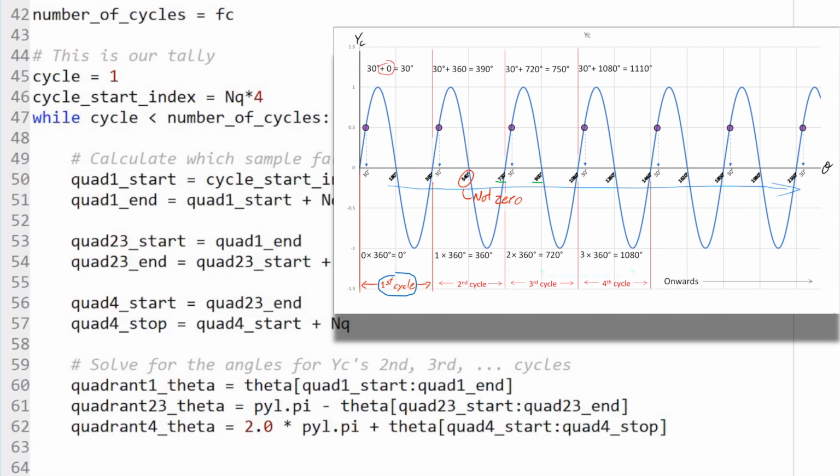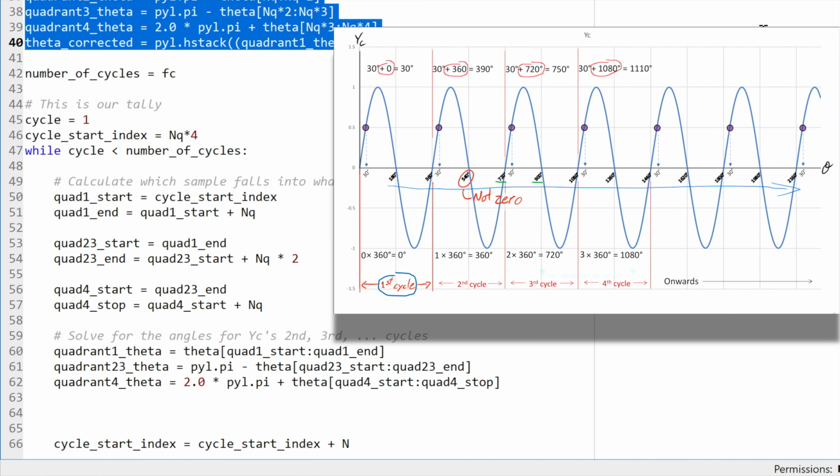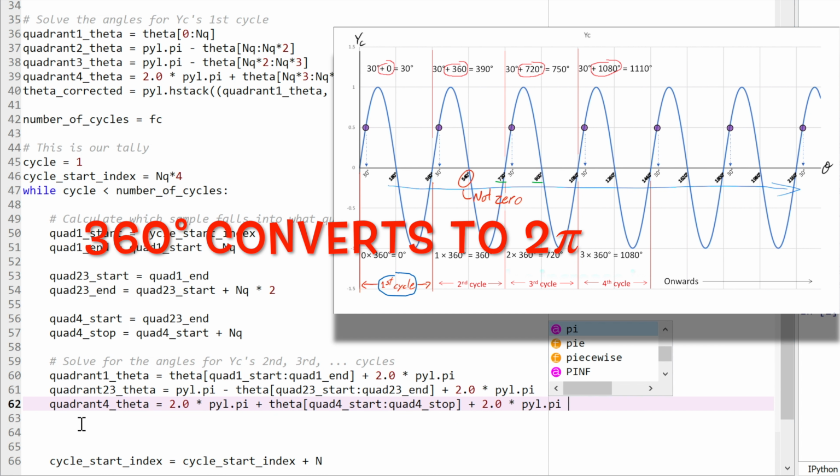As for the second cycle, we now know that each angle would need an offset of 360 degrees. For the third cycle, it would be 720, and for the fourth, the offset would be 1080. Remember that Python works in radians, so for our 360, I will add 2 pi to all the angles.